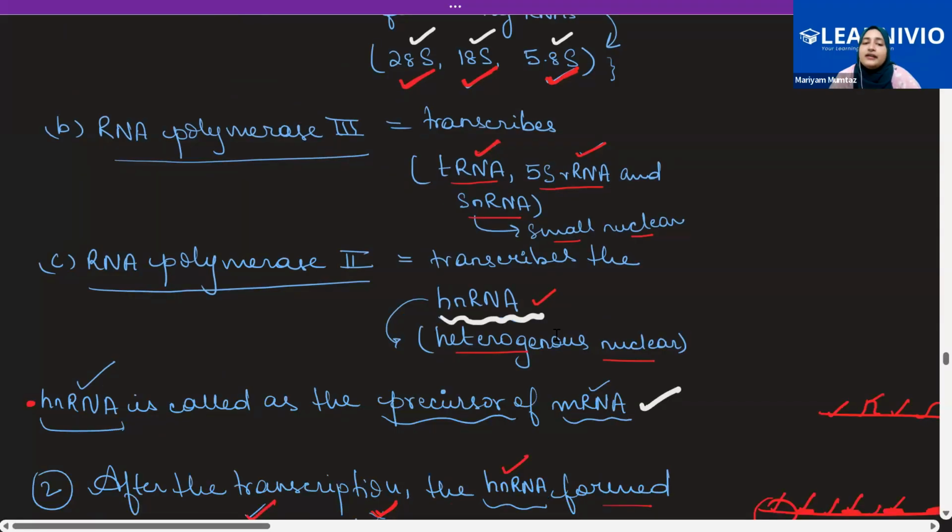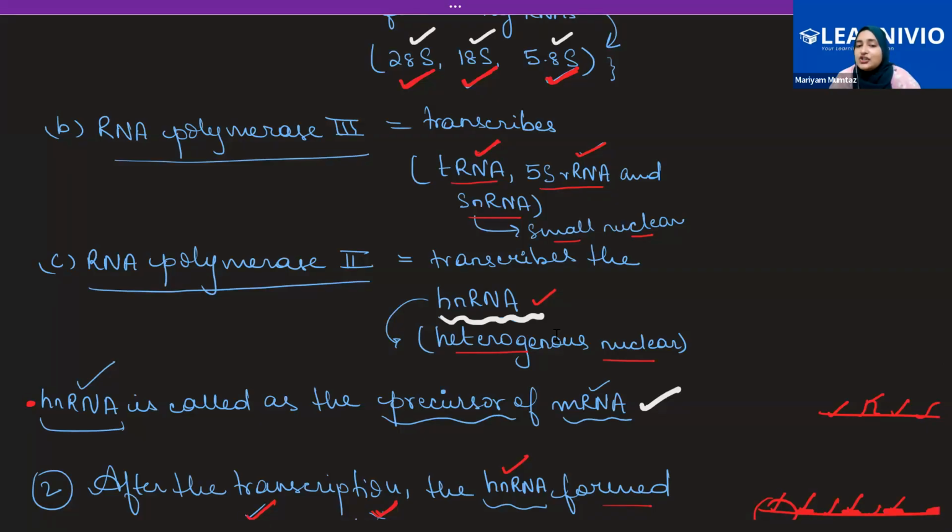Lastly, there comes the RNA polymerase 2. RNA polymerase 2 will be doing the transcription of hnRNA, and this hnRNA further is going to make the mRNA. So always remember the transcription that we study, that forms the mRNA at the end, will be done by RNA polymerase 2. This is the name of the enzyme. Clear? And remember that this hnRNA, which stands for heterogeneous nuclear RNA, is the precursor of mRNA, meaning before mRNA is formed, firstly the hnRNA will be made and then mRNA will be formed.